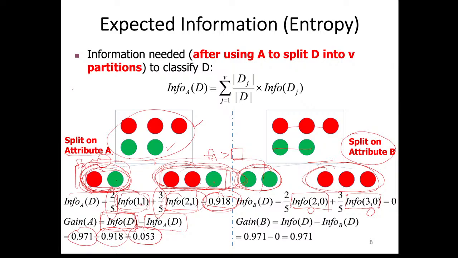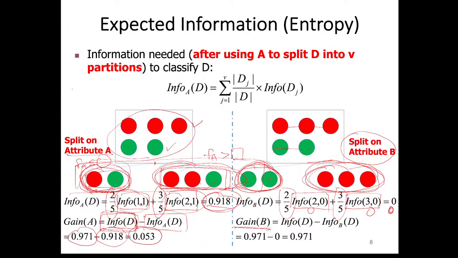And you need to use a weighted sum. The weights are 2/5 and 3/5, which are here. So after the split, the expected amount of information is 0 because everything is so certain. When you are in this group, you are green. Whenever you are in this group, you are red. So there's no randomness. The result is very, very pure. So the amount of randomness is 0.